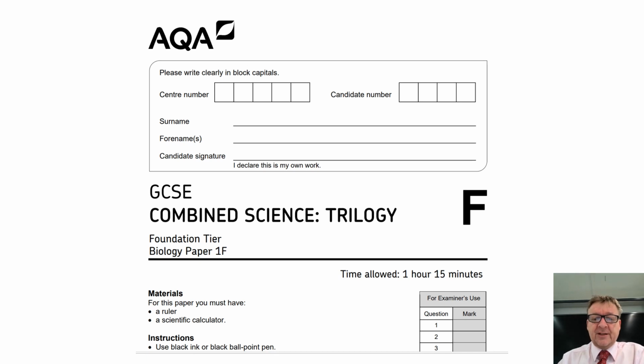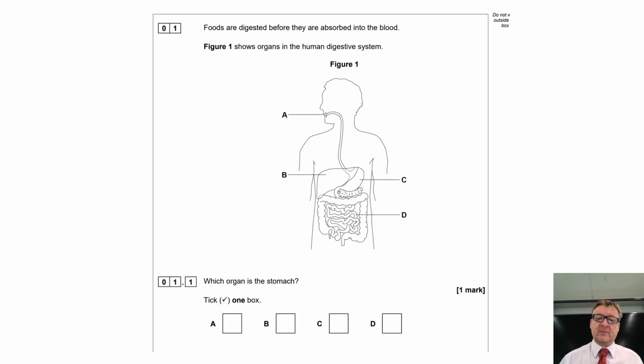Hi, this is the Biology Paper 1 Foundation paper for 2022. Question number 1. Foods are digested before they are absorbed into the blood. They're digested to make them smaller, because if they're too big, they can't get absorbed into the blood. Figure 1 shows the organs of the human digestive system.